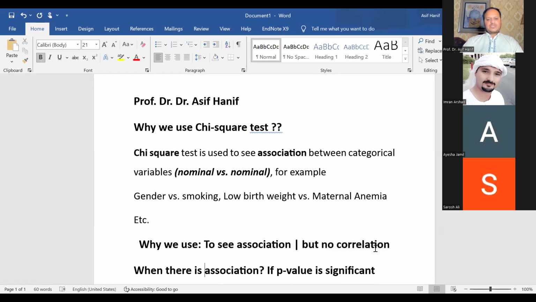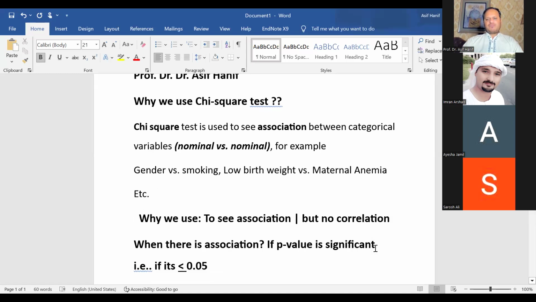We can claim that there is association if the p-value is significant. What is meant by the p-value being significant? As we use SPSS, if the p-value is less than 0.05, or less than our selected alpha, we say there is association.